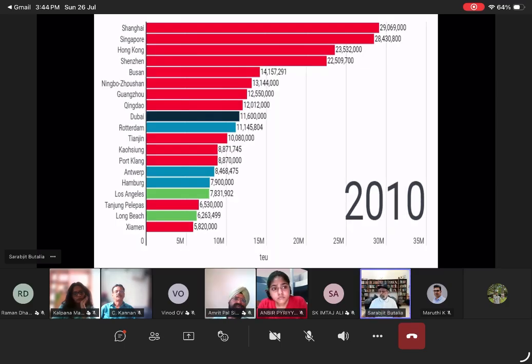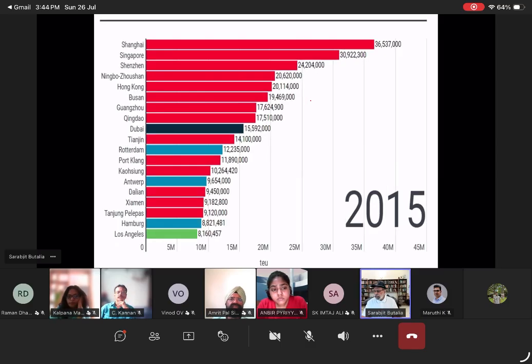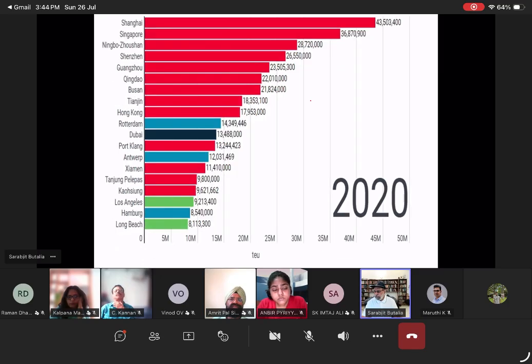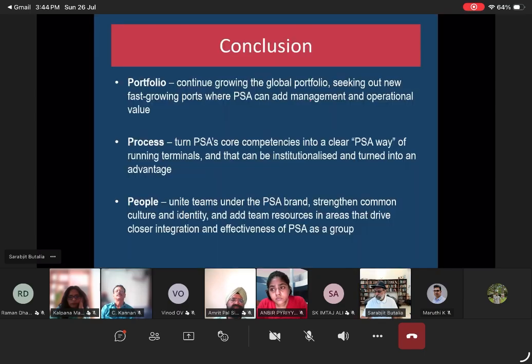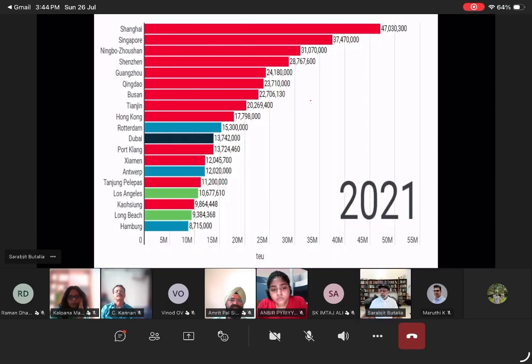2010, 29. So you'll see this competition between Shanghai and Singapore. And then this is 2015, 36 million. Singapore is 30 million. 2020, 43 million. Singapore 36. So these are the present. These are, of course, 5 years old, but presently it's about 50 million. So this is more realistic today.